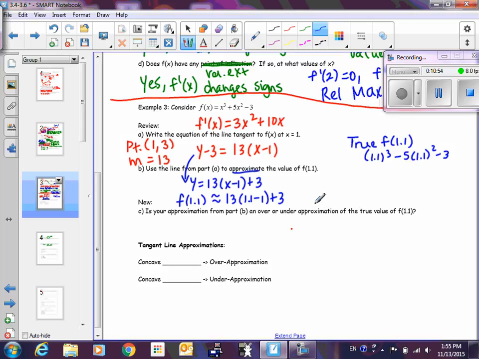Now, you can leave your answer like that. For purposes of checking it at the end, I want to go ahead and figure out what this equals. So 1.1 minus 1, that's 0.1. And to multiply by 0.1, you just move the decimal. So 13 times 0.1 is 1.3. And then you add 3 to that, and you get 4.3. So this is our approximate value.